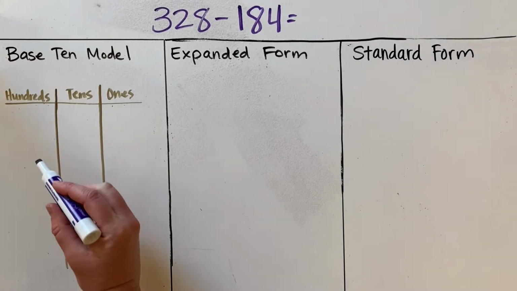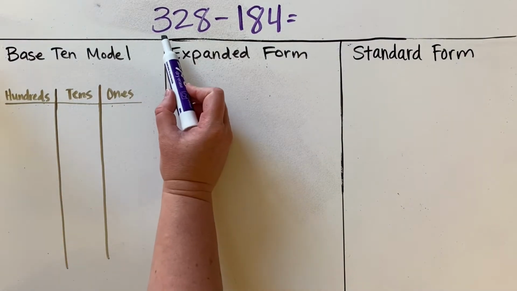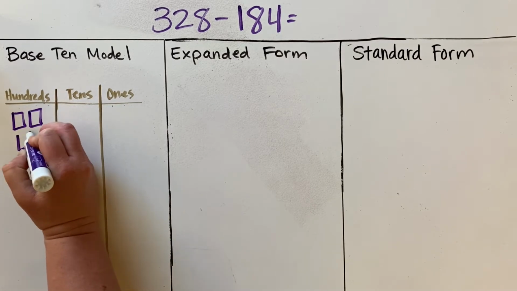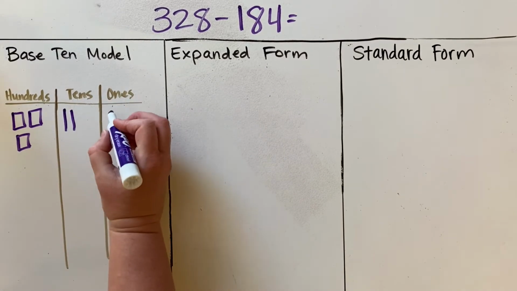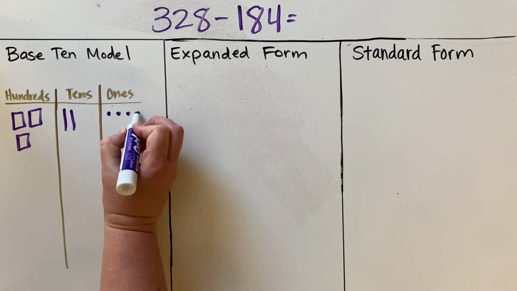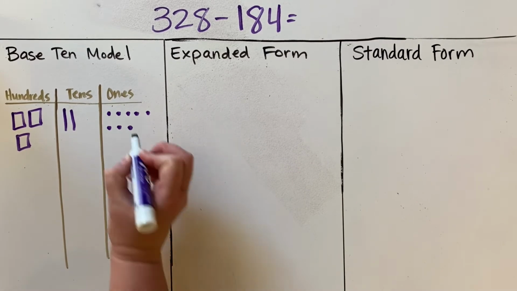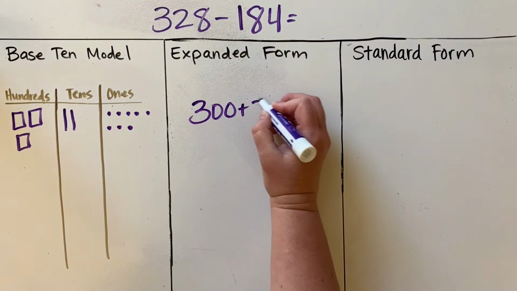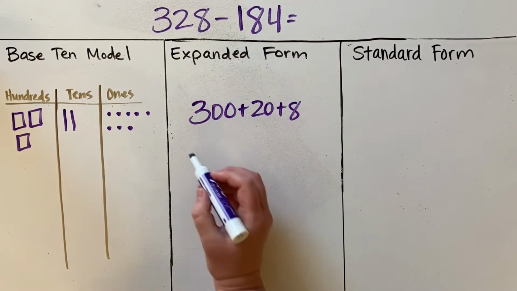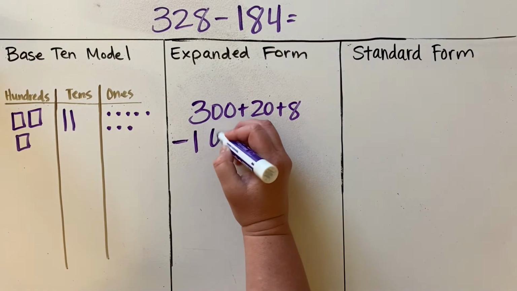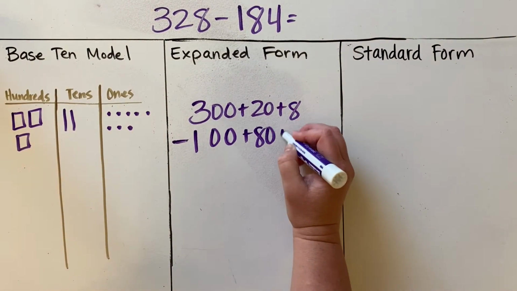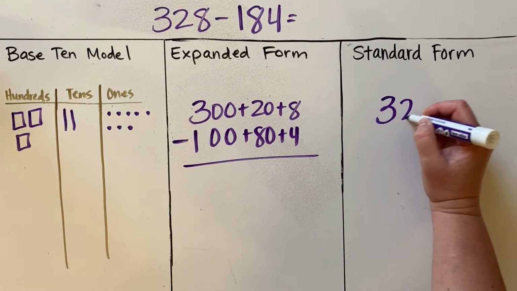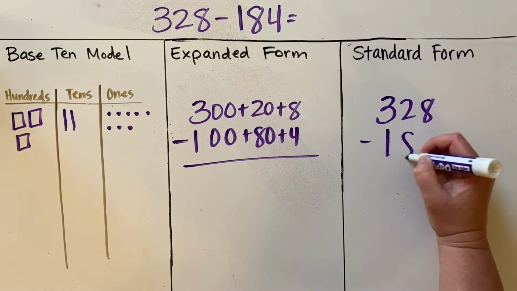So I will be drawing just the first number in our base 10 model, so 328. So there are 3 hundreds, 2 tens, and 8 ones. And in expanded form, we have 328, and we're going to be subtracting 184. In standard form, we write the two numbers, 328 minus 184.